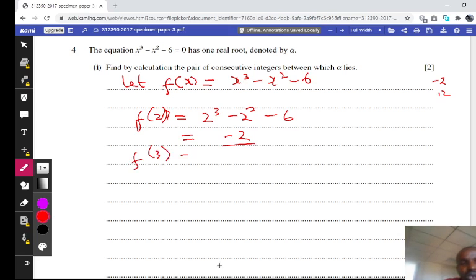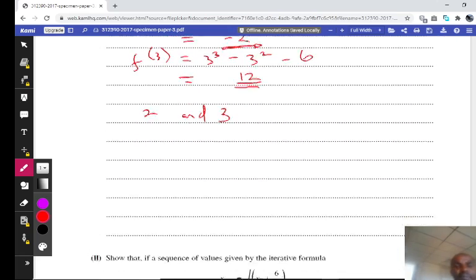This is what you do: 3 cubed minus 3 squared minus 6 is equal to 12. So there's a sign change between 2 and 3, because this one is minus 2 and this one is now plus 12. Therefore, we conclude that a root lies between 2 and 3.